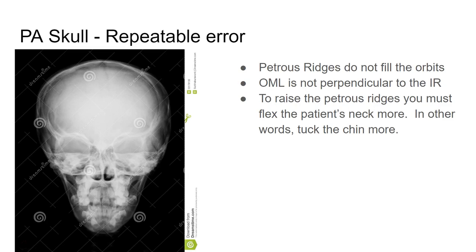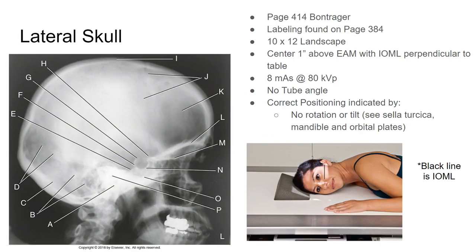Okay, let's look at our third skull projection, and it is a lateral. So I apologize, I couldn't find a nice lateral skull without any of the labeling. But if you were curious, you can find the answers to the labeling on page 384 in your textbook. The positioning for a lateral skull is found on page 414. This time you're switching your image receptor to landscape. You want to center about an inch above EAM, and you can see that here. And you want IOML perpendicular to the table.